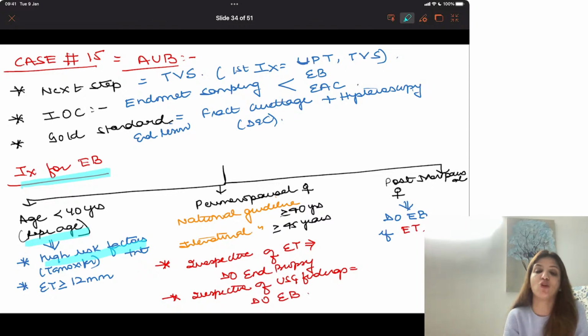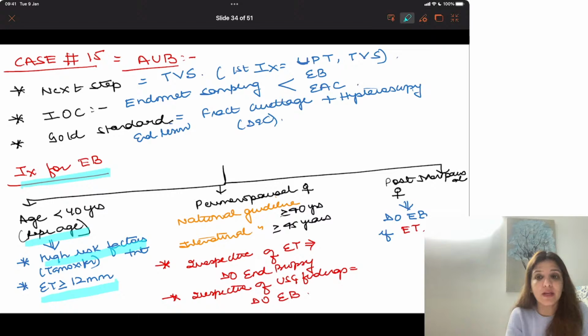For example, if your patient has been on tamoxifen, or if you did an ultrasound and endometrial thickness comes out to be more than or equal to 12 millimeters, in this case I am going to do endometrial biopsy or endometrial sampling.